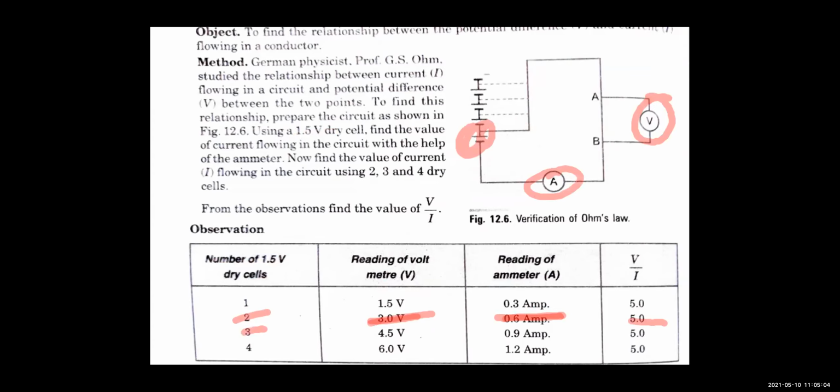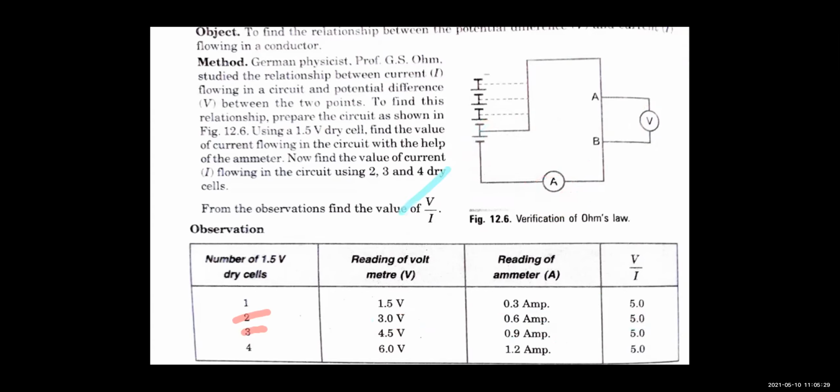Each cell is of 1.5. So 1.5 plus 1.5 plus 1.5. If you add 1.5 three times, you are going to get 4.5. This is the reading which is shown in the voltmeter. Then see the reading of ammeter. Ammeter is showing you 0.9 ampere. Divide 4.5 volt upon 0.9 ampere. You will get the answer as 5 ohm, because volt upon ampere, we know it is ohm.